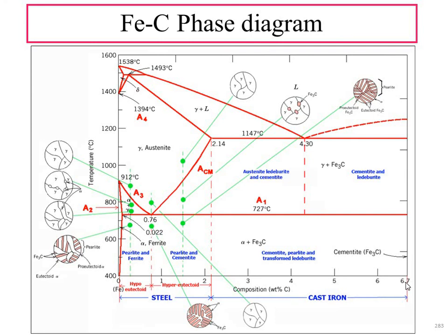Beyond 6.7%, material science engineers are not interested, because a weight percentage of carbon greater than 6.7 will turn this alloy very brittle, which is not suitable for room temperature applications. So that is the reason why it is confined to 6.7 weight percentage.